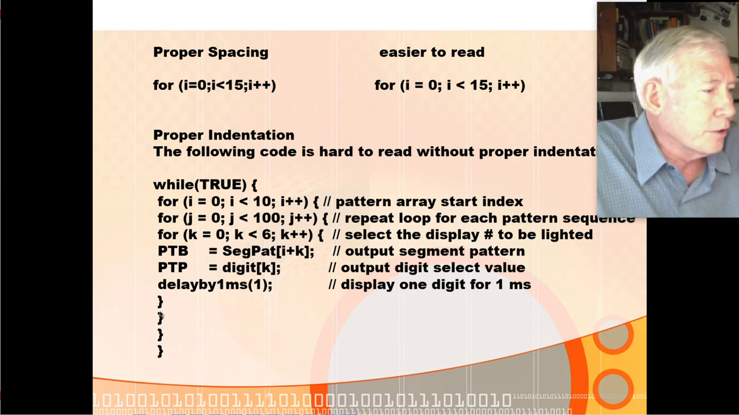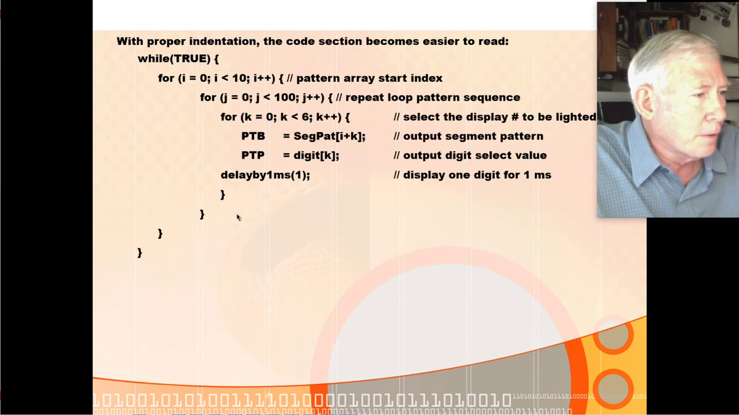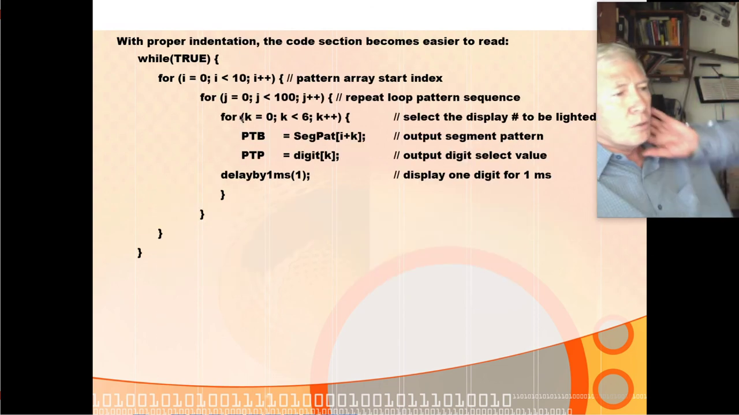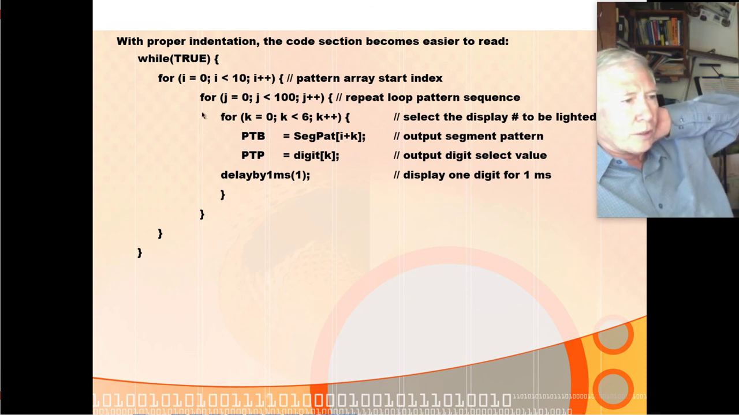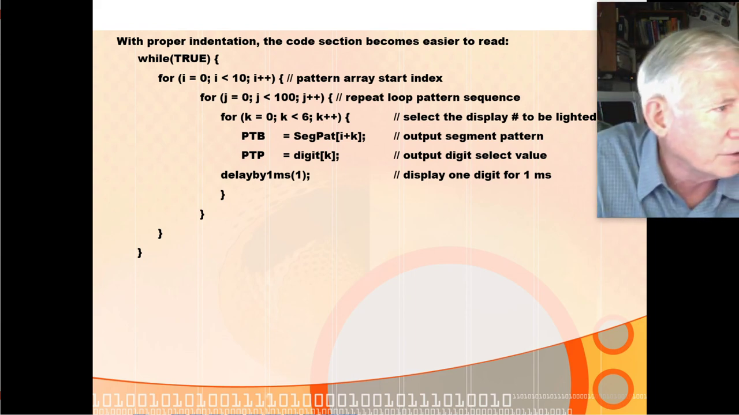This code with all these curly braces is real hard to read because everything's all jammed up to the left. But when you space it out like this, it's easier to see what you're doing. You have an internal for here, another for here, and one there, and then you have a while. And you can see the nesting. It's very clearly shown by the indentation.